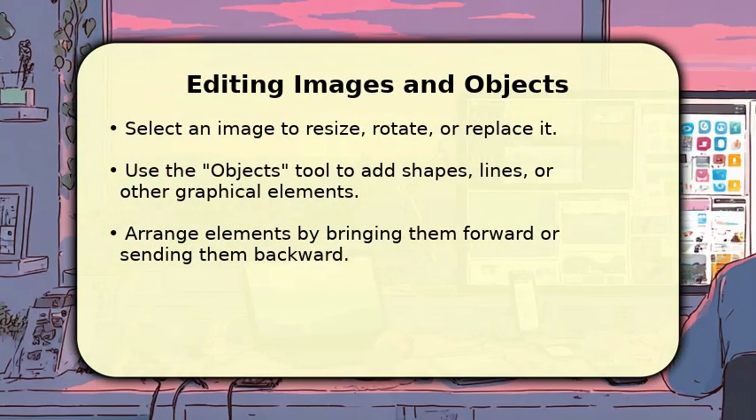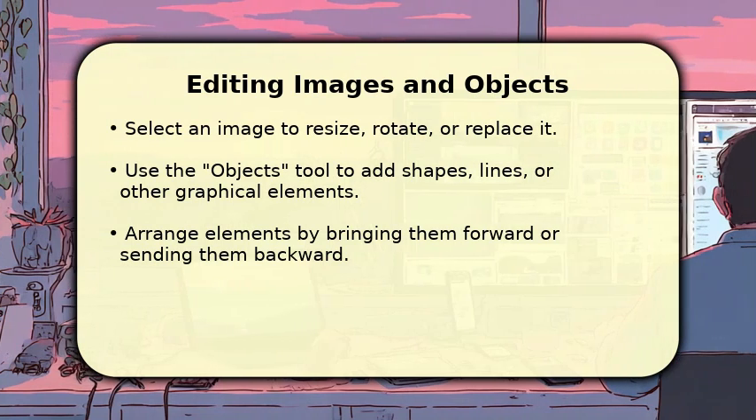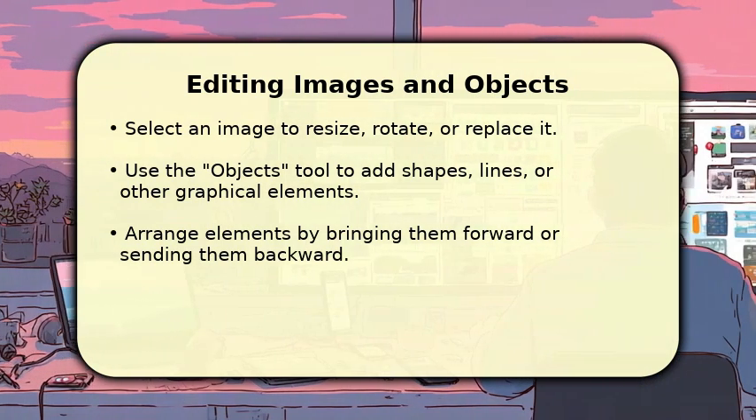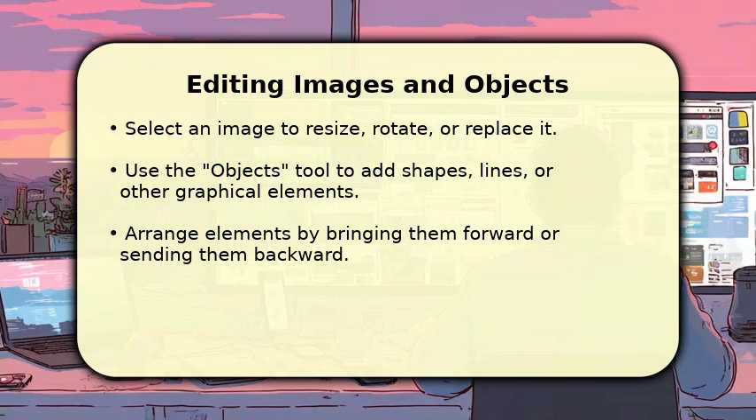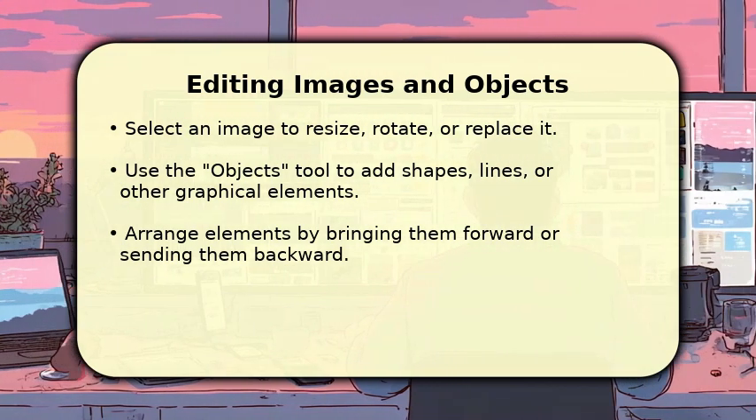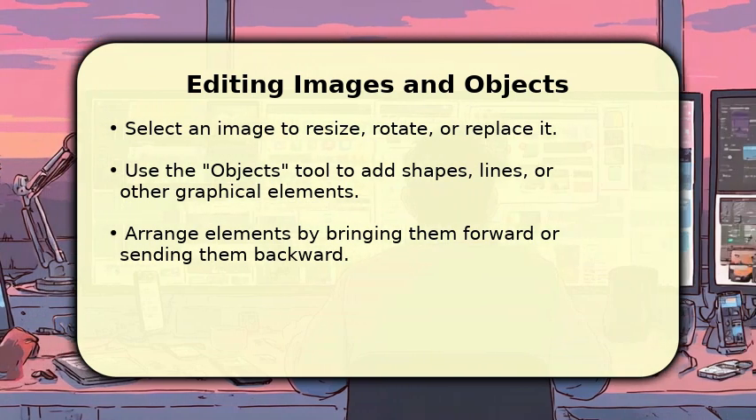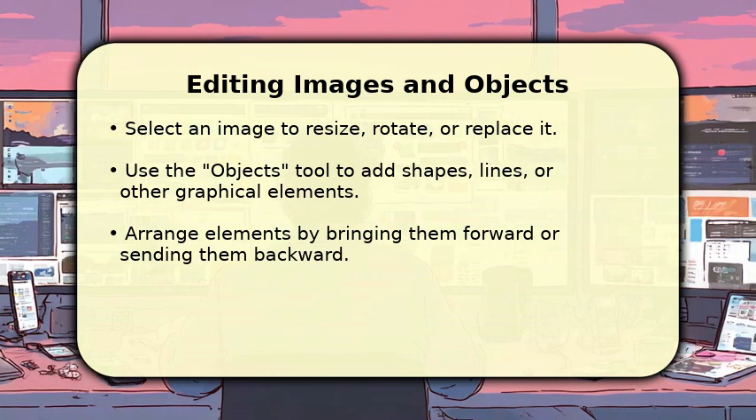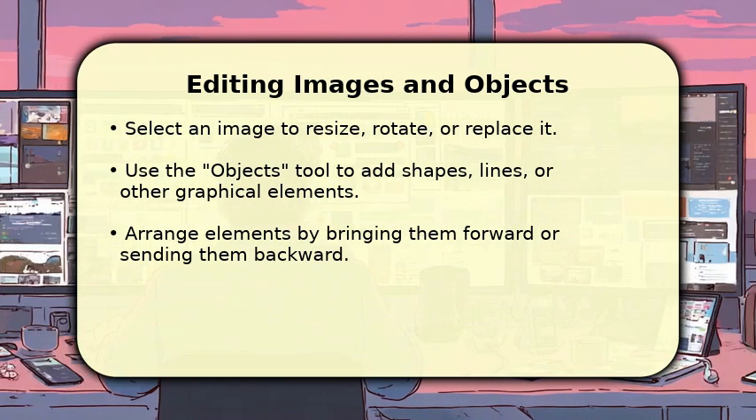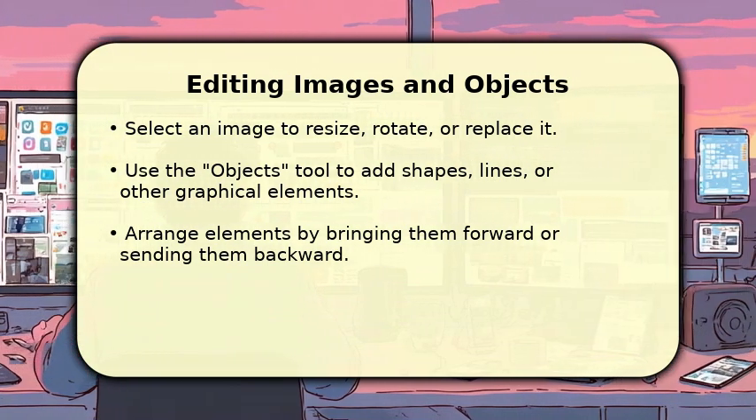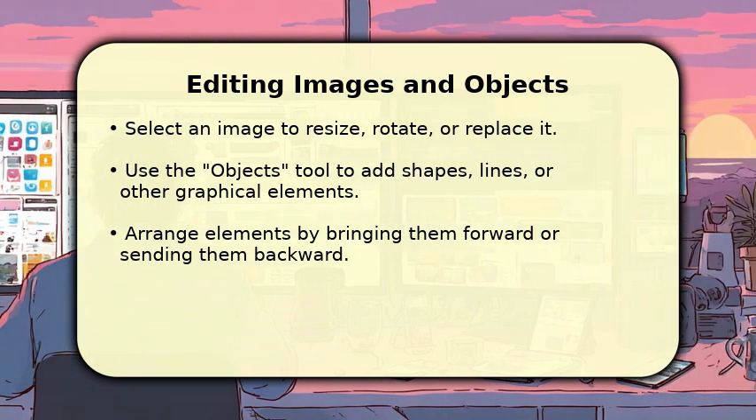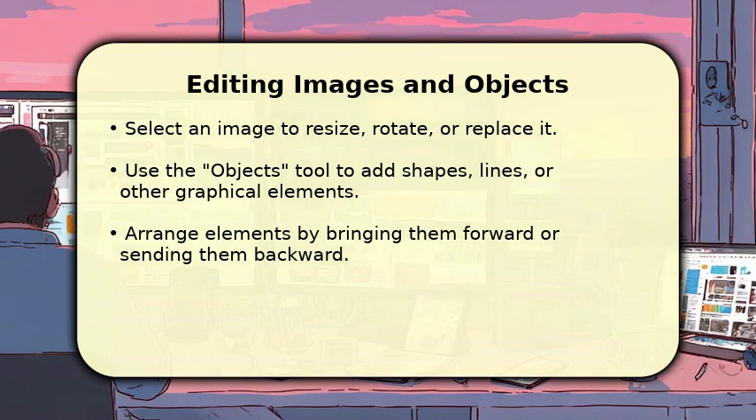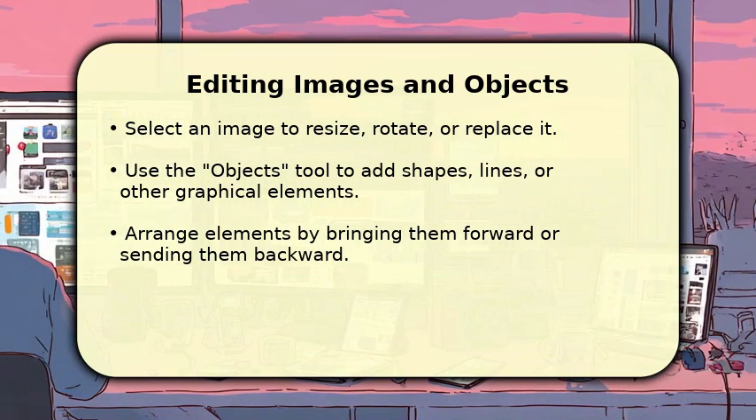Beyond text, Adobe Acrobat empowers you to easily manipulate images and other objects. Select an image to reveal options for resizing, rotating, or even replacing it with a different graphic. The Objects tool allows you to insert various shapes, lines, or other graphical elements to enhance your document. You can also arrange these elements by bringing them forward or sending them backward, ensuring your visual layout is exactly as you envision it, with precise control over every detail.